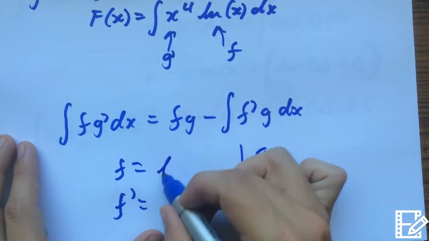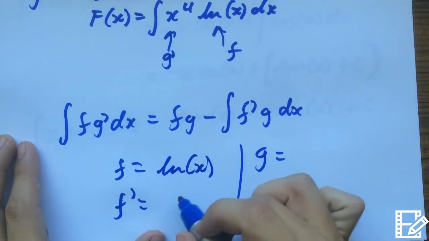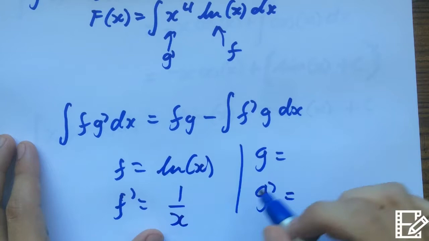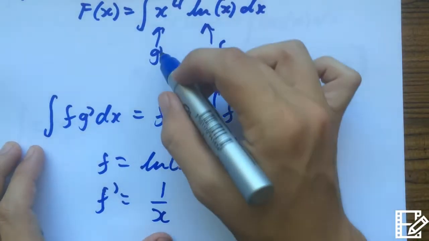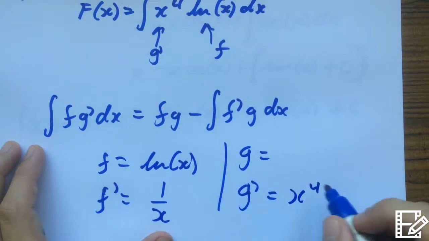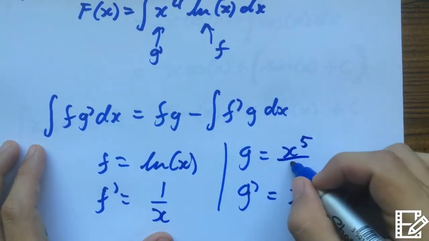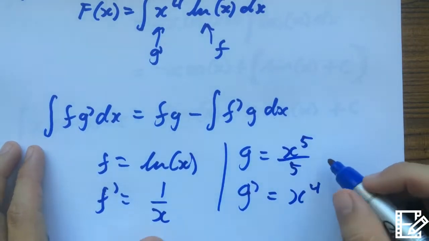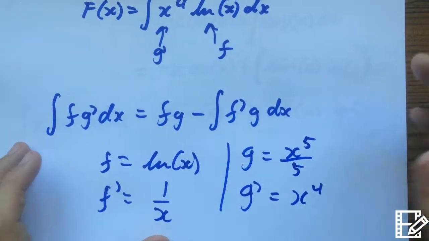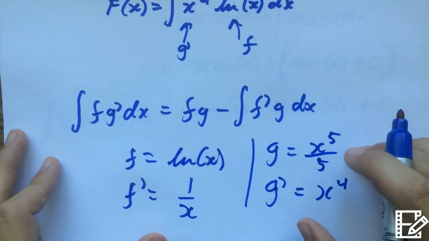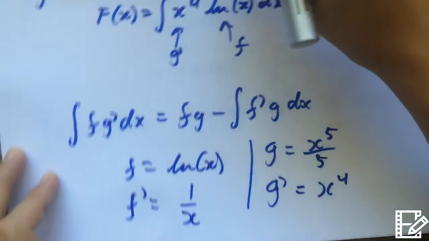We said f was ln of x. The derivative is just going to be 1 on x. We said the g dash was going to be x to the power of 4. The integral, you add 1 to the power and you divide by the new power. And just like before, I'm not going to add the constant here. You can if you want to, but I don't do it here. Okay?